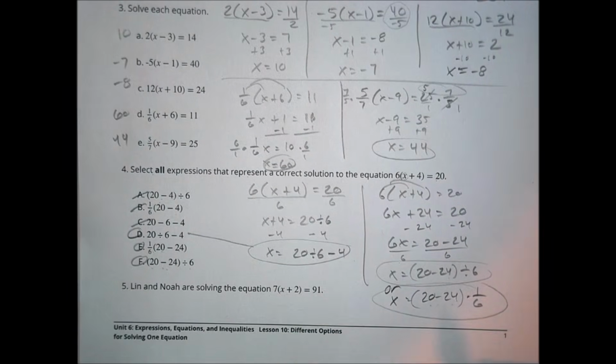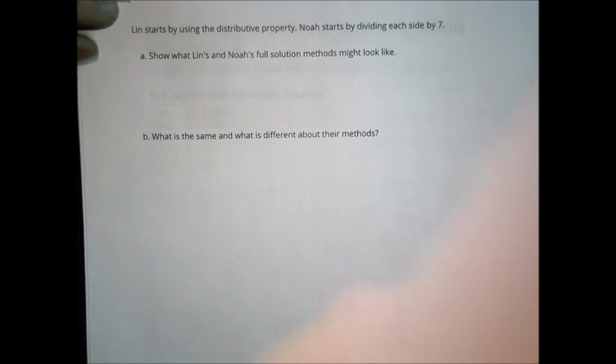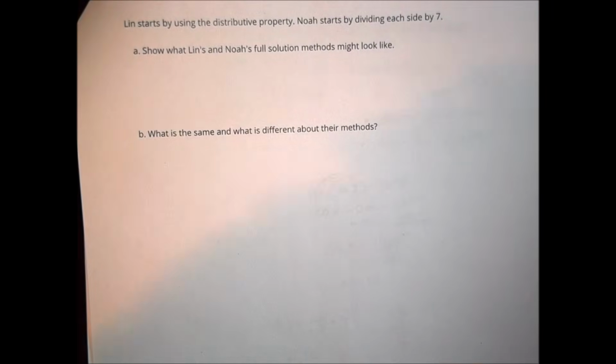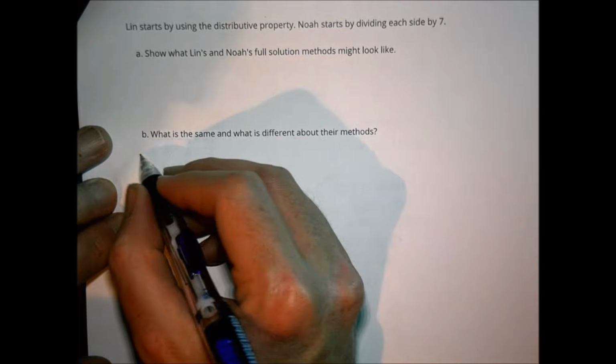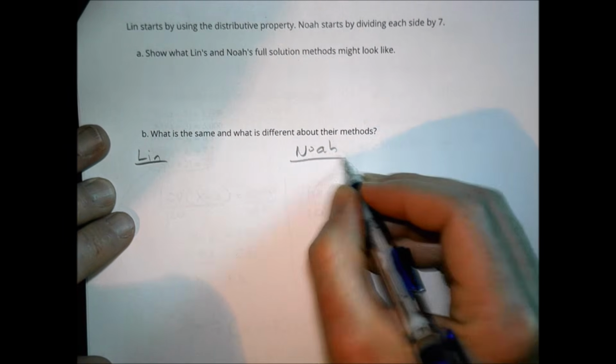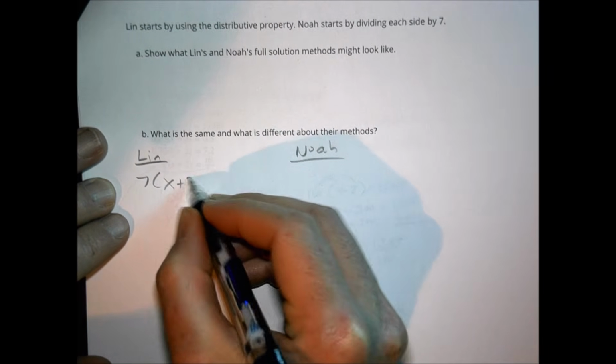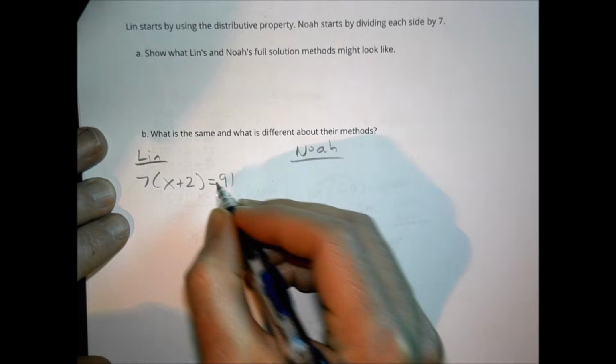And that's the idea. Last one here says Lynn and Noah are solving the equation 7 times the quantity x plus 2 equals 91. And I'm guessing they're both going to do it a different way. Yep, there they are. Lynn used the distributive property and Noah divides each side by 7. So how does that work out? Well, I'm going to put it here just so we can see it a little bit bigger. So Lynn has 7 times x plus 2 equals 91. And Lynn's going to distribute, right?